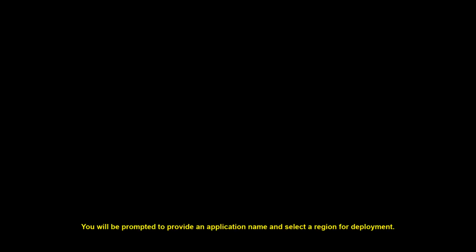You will be prompted to provide an application name and select a region for deployment. Once the application is created, Fly will generate a configuration file called fly.toml. Review the fly.toml file to ensure it aligns with your deployment settings.